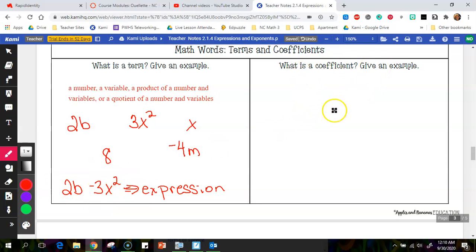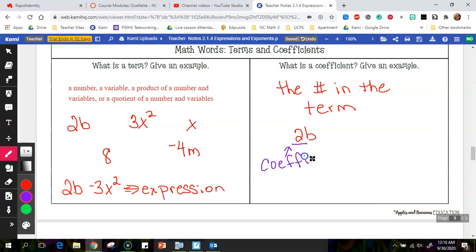What's a coefficient? The coefficient is the number in the term. So taking the 2b, the 2 is the coefficient of b. Okay. Just another example, let's do the 3x squared. The 3 would be the coefficient. Okay.